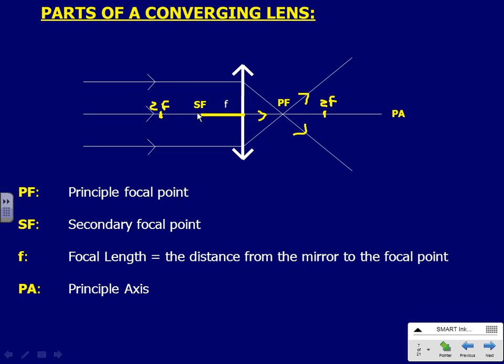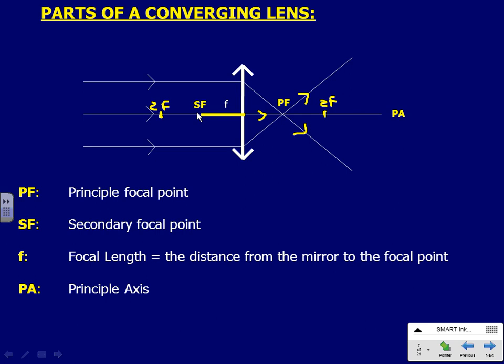For a curved mirror, the real side is out in front and the virtual side is in behind. For a lens, when light comes in this way, the real side is in behind and the virtual side is back out in front. Because we don't expect light to come back in front of a lens. We expect it to go through. That's why our principal focus is on the back side. Okay? Everybody okay with that?